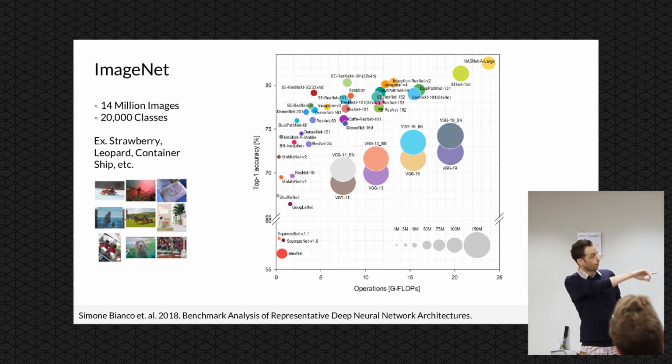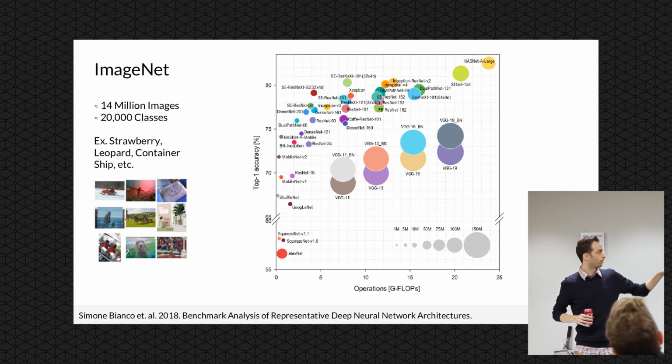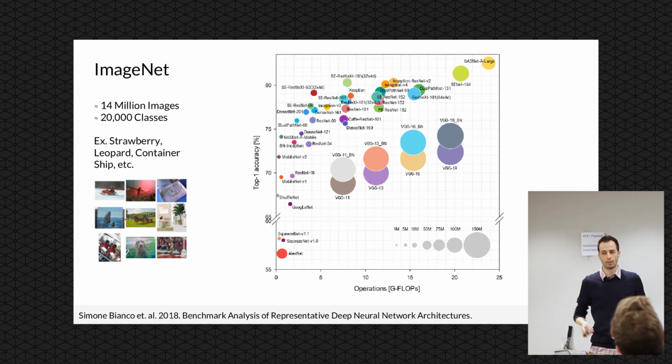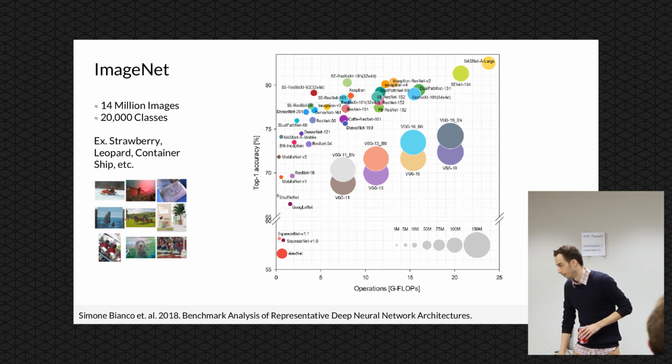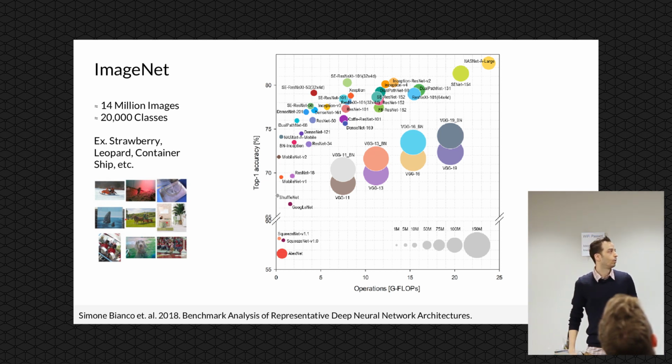But this is on the ImageNet data set, which is a huge data set, 20,000 different classes of things like strawberries, leopards, cats, ship containers, stuff like that. And that's just an example. So just keep this in mind. This is the motivation for us trying to speed a lot of these things up, because the more computation you can do, the more accurate you can be.